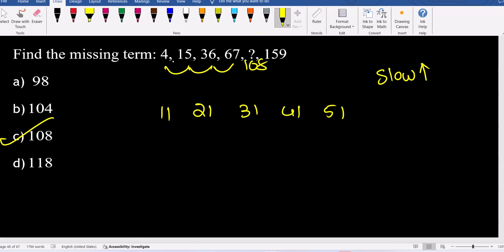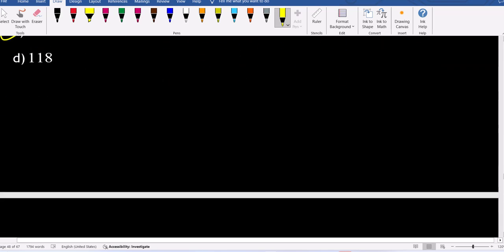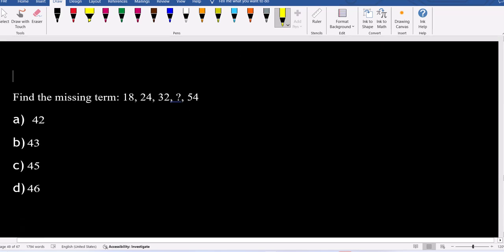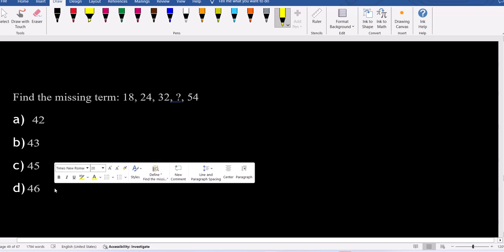So 4, 15, 36, 67, then it's okay. 21, 31, 41, 51, 61 like that, ending with 4, 5, 6, 7, 8, 9. It should be 4, not 0. That might be a typing error, one chance. Next again, missing numbers.